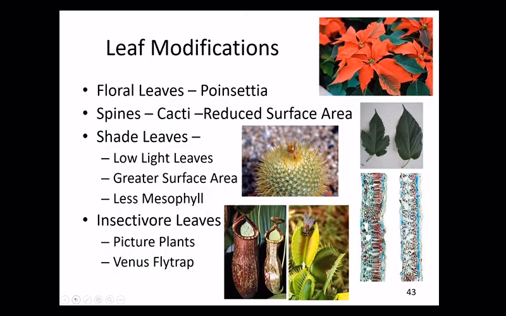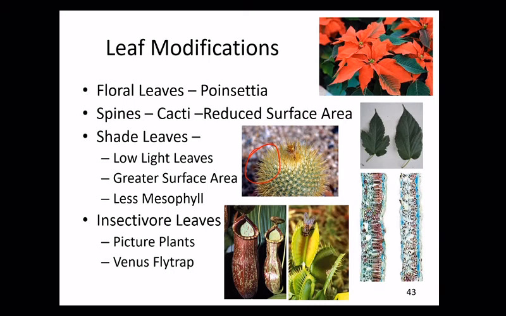So some leaf modifications then. For the leaf modifications, we can talk about floral leaves, the poinsettias you have out at Christmas time. The red leaves on there are leaves. They're just modified to attract insects for pollination. The spines or the spikes on a cactus, these are modified leaf structures that have reduced surface area to prevent water loss.